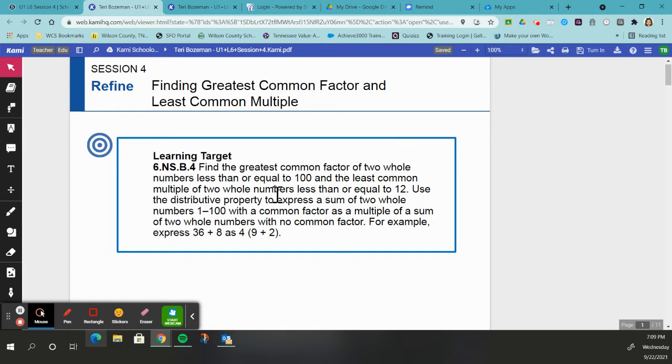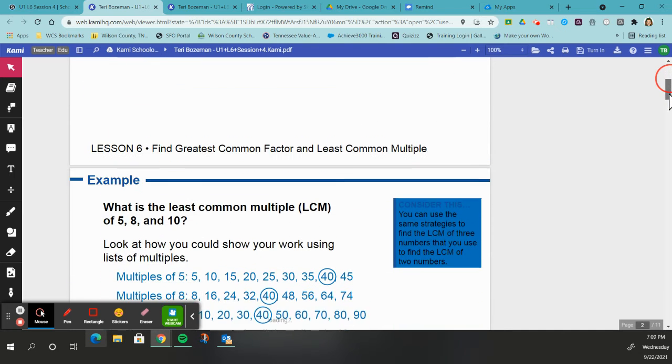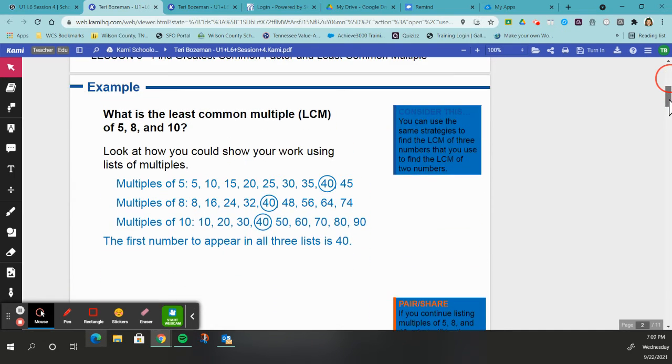We still are working on the standard of finding the greatest common factor and least common multiple, and then we also want to move on to being able to use distributive property to express a sum of two whole numbers. In your textbook, look on page 125, that is where you will find this. You will see an example problem to start it out.